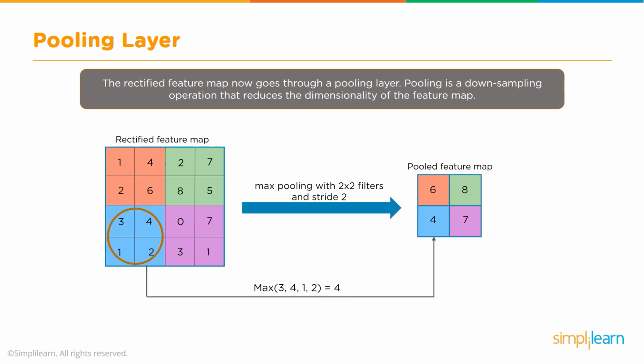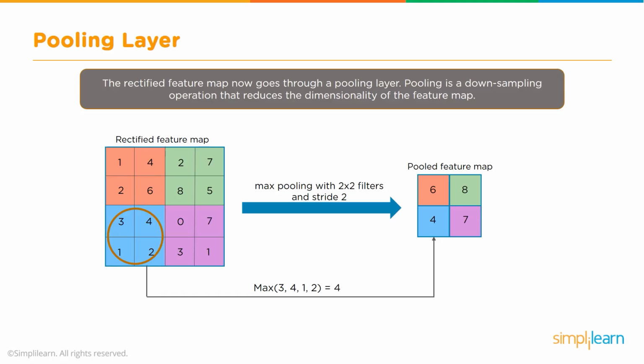Now we're going to look at the pooling layer. The rectified feature map now goes through a pooling layer. Pooling is a downsampling operation that reduces the dimensionality of the feature map. That's all we're trying to do. We're trying to take a huge amount of information and reduce it down to a single answer. This is a specific kind of bird. This is an iris. This is a rose.